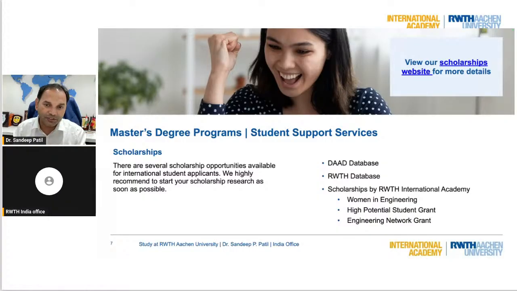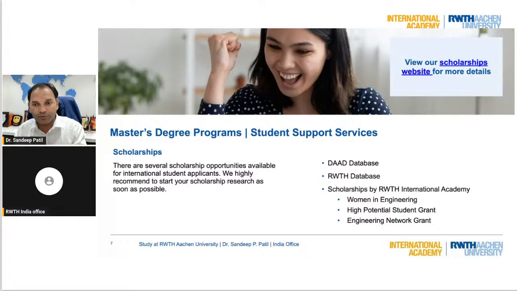And next year, students are also looking for scholarships for the master's degree program. So we do have scholarship availability from the DAAD as well as the RWTH database. I can list a few of them, like the Deutschlandstipendium, then Konrad Adenauer Stiftung, and many other scholarships which are available for all German universities.